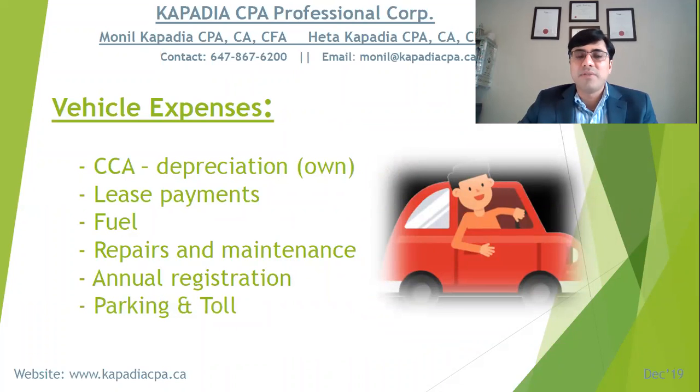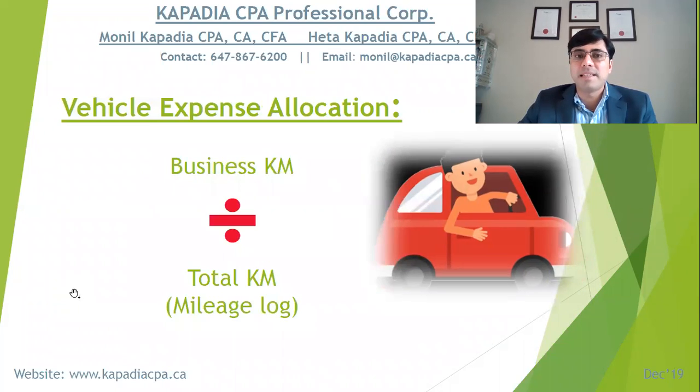Next expense is vehicle expense. If you own the vehicle, then you can claim CCA depreciation. If you're leasing, lease payments, fuel, repairs, maintenance, annual registration, and parking and toll charges can be claimed against vehicle expenses. Now, this also works as a proportion of how many kilometers you've driven for your business versus how many kilometers you've driven in total. So say for example, if you've driven 20,000 kilometers in a year, of which 5,000 kilometers are for business use, then 25% of these expenses you can put against your business income.